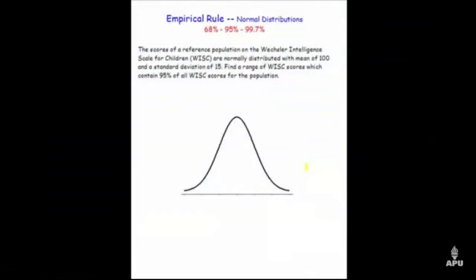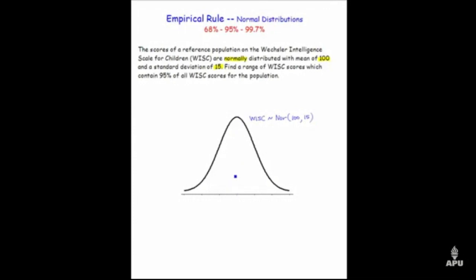Let's see how we can use the empirical rule for normal distributions. The scores of a reference population on the Wechsler Intelligence Scale for Children, WISC, are normally distributed with a mean of 100 and a standard deviation of 15. We want to find a range of WISC scores which contain 95% of all WISC scores for the population. Let's first draw the distribution for the WISC scores. We know that the scores are normally distributed with mean 100 and standard deviation 15. So let's draw our graph.